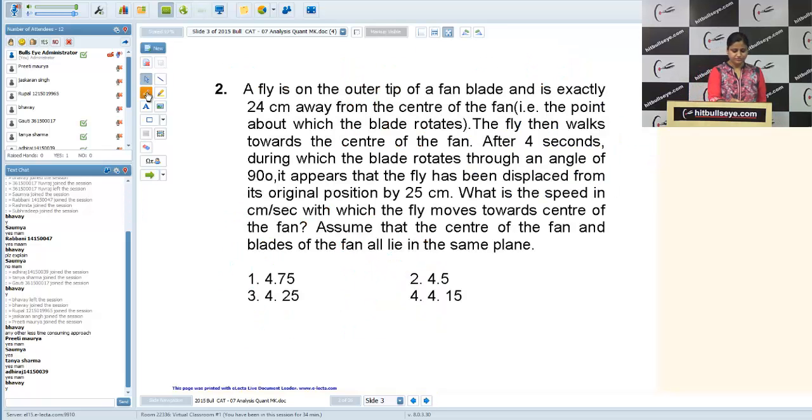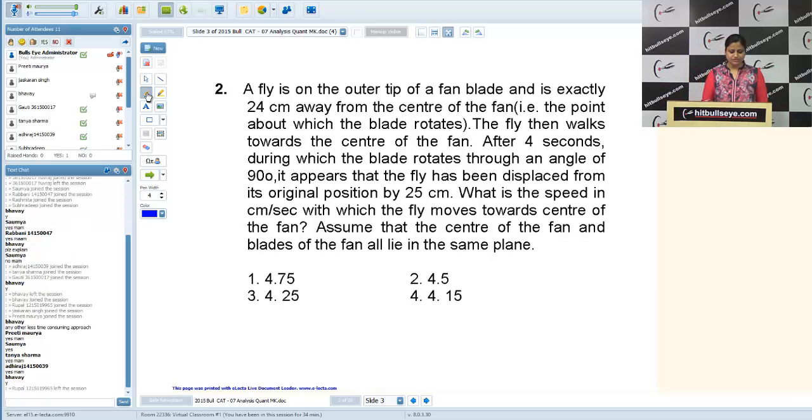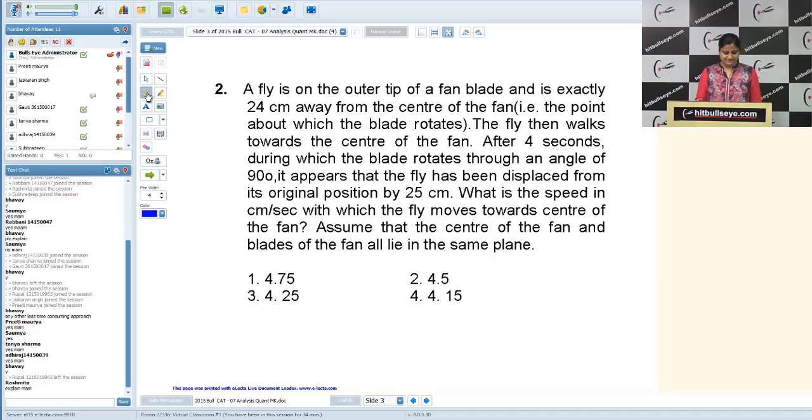Question number 2. I'll say this is an easy question if you know Pythagorean triplets. Any problem in question number 2? If you have a problem, please write and explain. Okay, let us see, Rashmita.